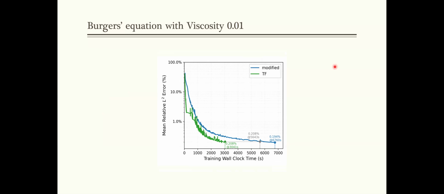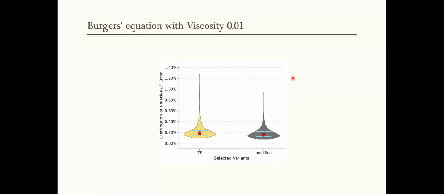For variant TF, we also compared the convergence of mean L2 relative error with respect to the wall clock training time. Still, in this picture, the blue curve is for the modified DeepONet, and the green curve is for the variant TF. In this representative run, the variant TF achieves its final mean L2 relative error of 0.2% in around 3,000 seconds. But the modified DeepONet attains the same level of accuracy in more than 5,000 seconds. Again, this comparison reveals the efficiency of the variant.